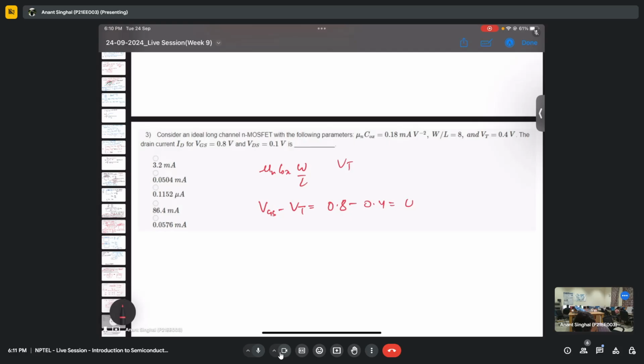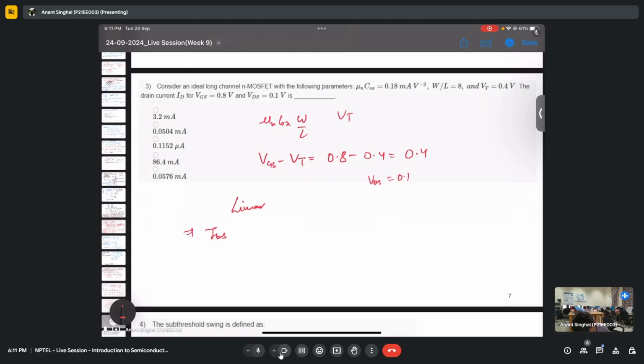If it is in linear, we can calculate quickly. Un Cox is 0.18 milli, and then we have W by L, which is 8. VGS minus VT is 0.4, times 0.1 minus 0.01 by 2. So maybe you can try to calculate this. Yeah, it is coming out to be 0.0504 milliamps. Yeah, option B is the correct answer. That is good. So this was a very straightforward question.